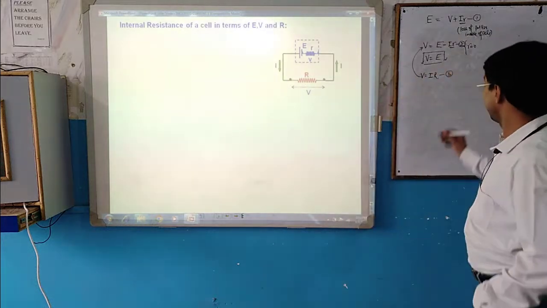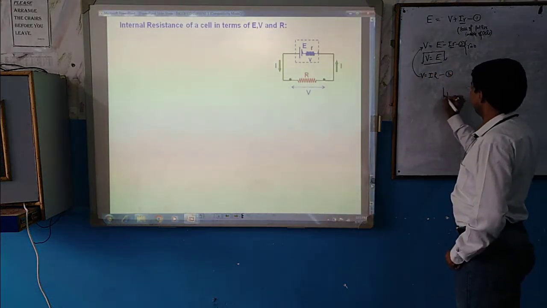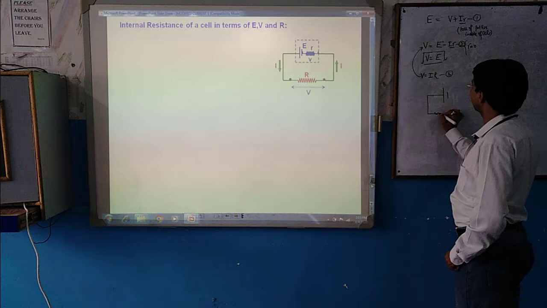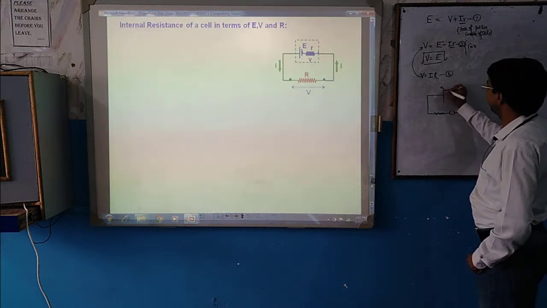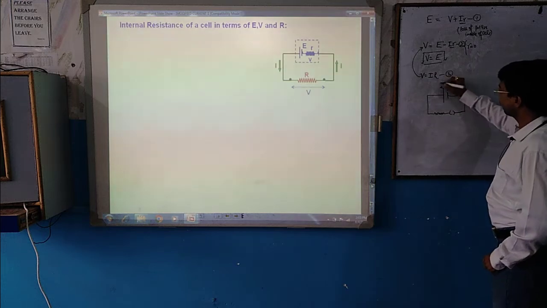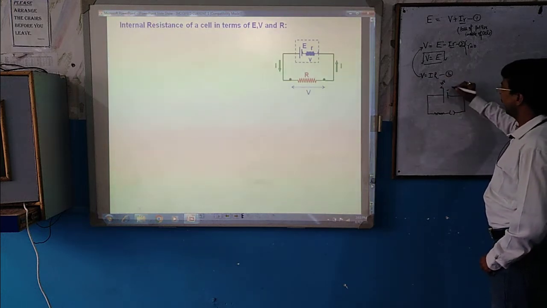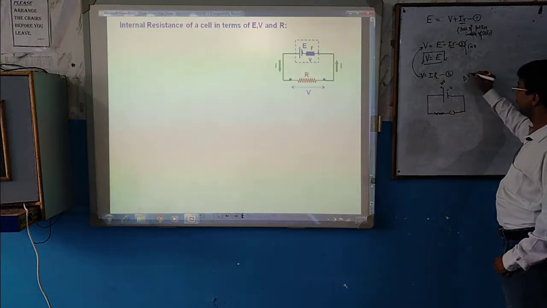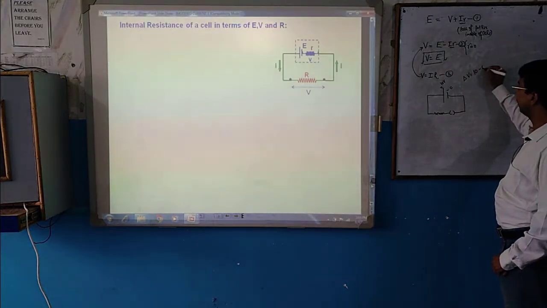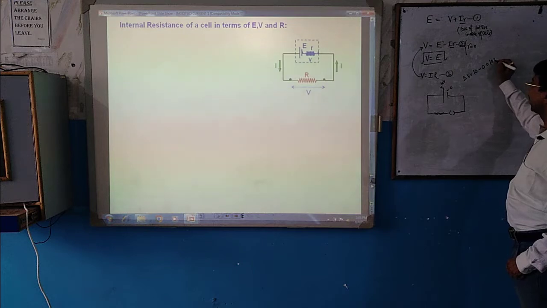Suppose positive potential, suppose it is a cell, and in that particular condition I am just using the particular circuit which is followed by a key and the positive terminal and negative terminal. Suppose positive terminal is at 10 volt and negative terminal is at 0 volt, then potential difference delta V must be given as 10 minus 0 becomes 10 volt.